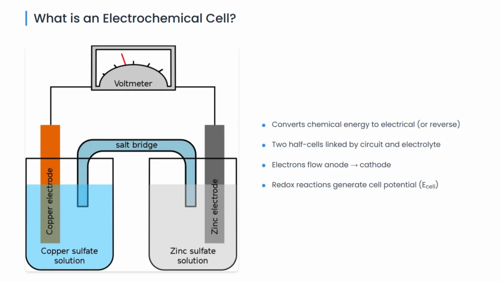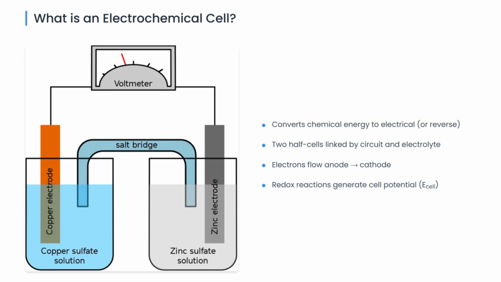In our diagram, we can see a voltmeter connected to a copper electrode in a copper sulfate solution. This half cell is connected via a salt bridge to another container with a zinc surface in a zinc sulfate solution. The salt bridge is a key part of completing the circuit.